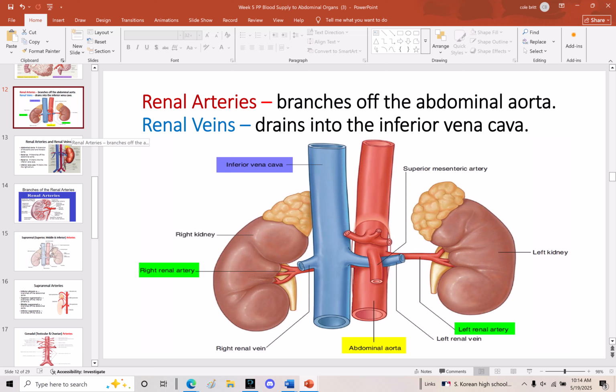But before we go any further, we have these renal veins right here draining the kidney. However, you can see right here, there's no celiac trunk or superior mesenteric. You don't see any celiac vein right here, or any superior mesenteric vein right there, because they don't go into the inferior vena cava directly.